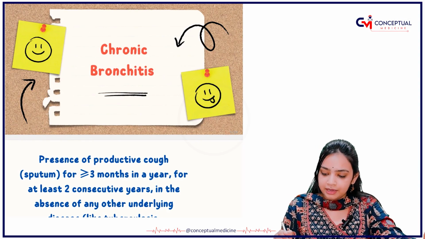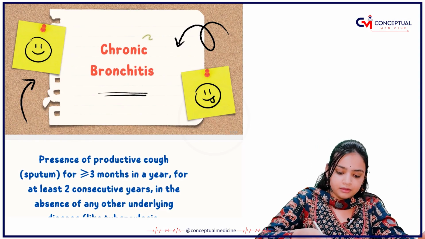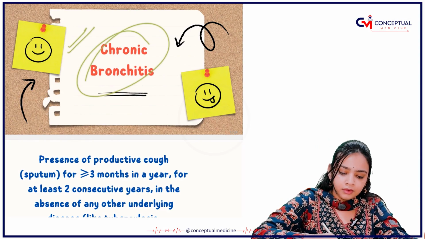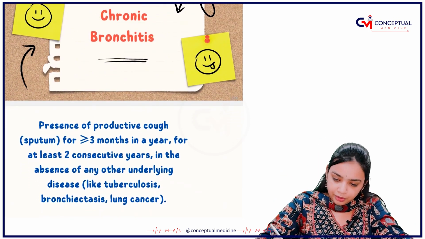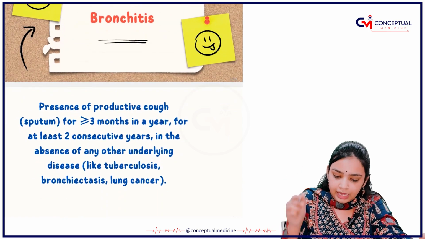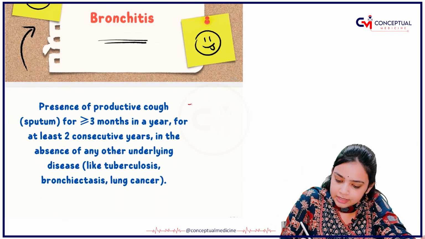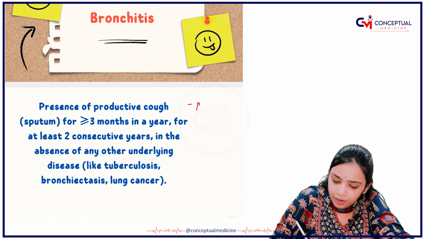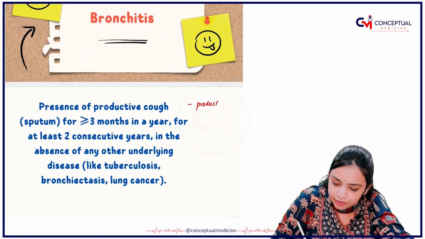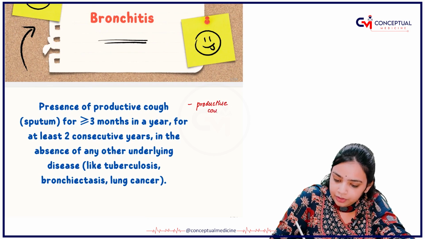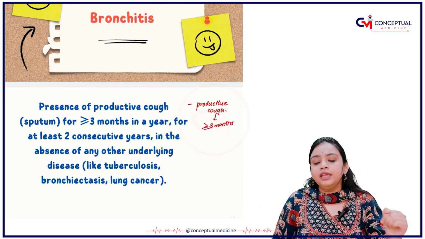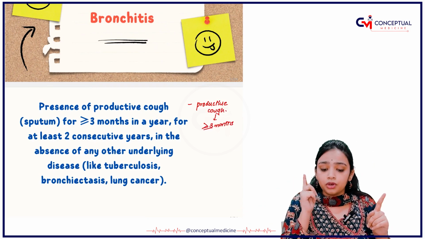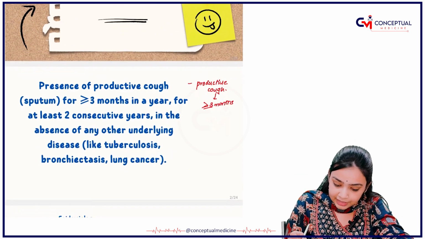Today we will be studying a very important topic, the topic of chronic bronchitis. Now what happens in chronic bronchitis? You need to see that if the person says, doctor, I am having a productive cough, and if there is a productive cough for more than or equal to 3 months, then you have to make a diagnosis of chronic bronchitis.